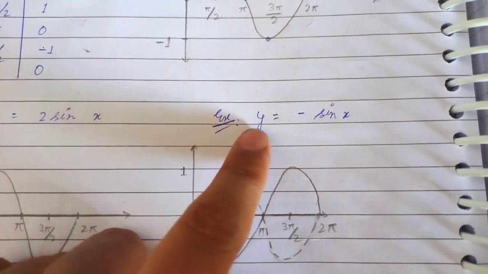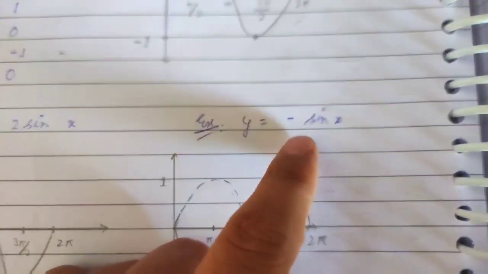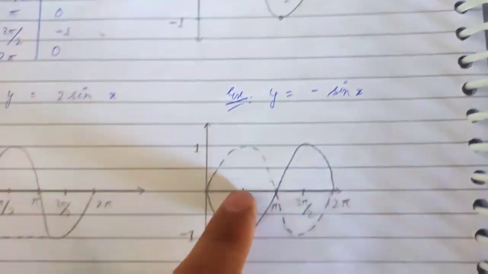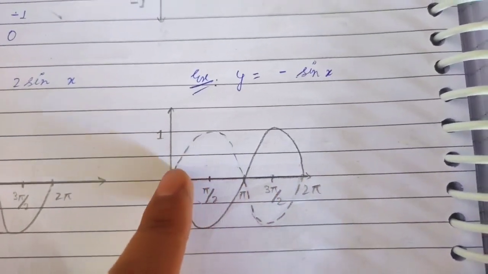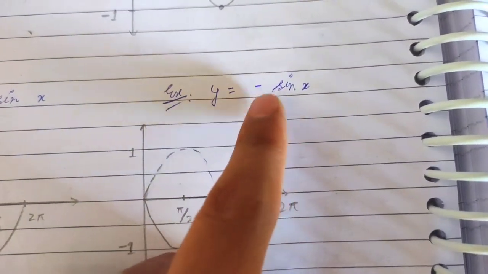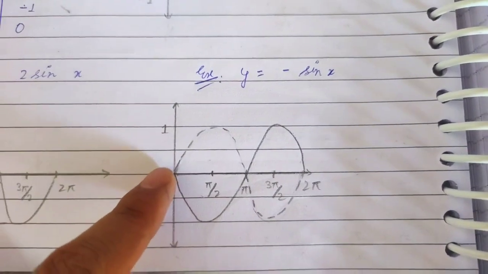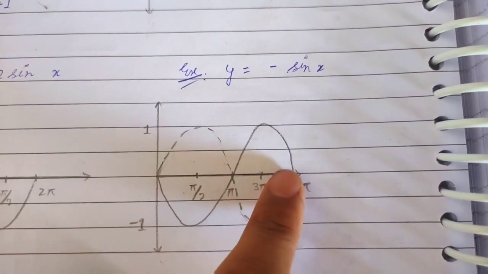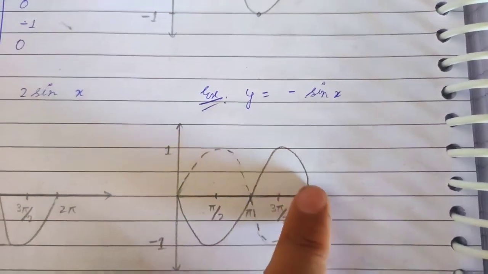Now the second example is y equals minus sin x. The minus sign just flips the graph. First it was like this, now it is like this, it has just flipped over. This was the original graph and this one is the flipped one, because the minus sign has flipped the graph. Values will be the same: 0 comma 0, pi by 2 comma minus 1, pi comma 0, and it goes like this only. So it just flips over.